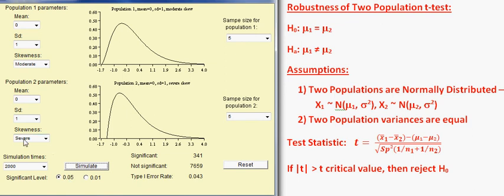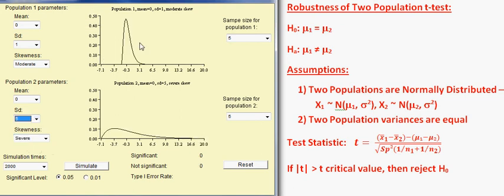Now let me change so that the variance is also different. So let me do that. So both assumptions are not true. Both are not normal anymore, and the variances are not equal anymore. Now if I simulate that, you see the type 1 error rate is actually 10%. If I simulate one more time, you consistently see that the type 1 error rate is 10%.